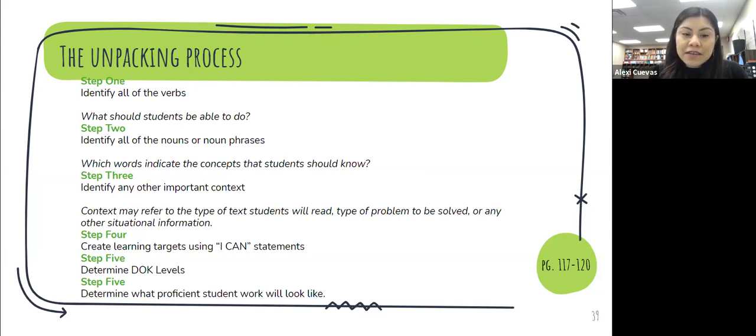After you have looked into the standard, selected the nouns, verbs, and the context, then you are ready to create your learning targets. You want to make them into I can statements, that way they are student friendly and the students understand what skills they are trying to master. Step 5 is to determine the DOK levels for each learning target that you have created. And then step 6 is determine what proficiency looks like for that standard. So how will you know when students have mastered that standard?